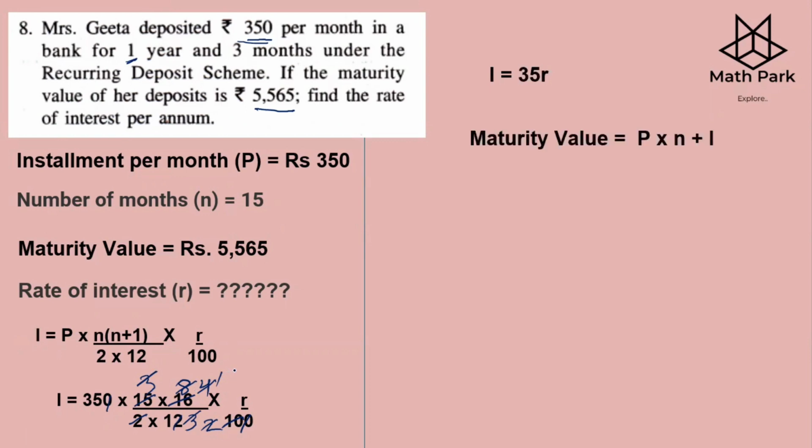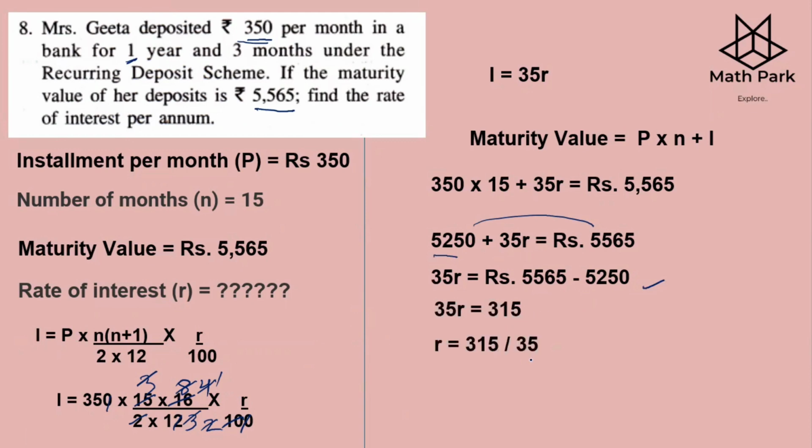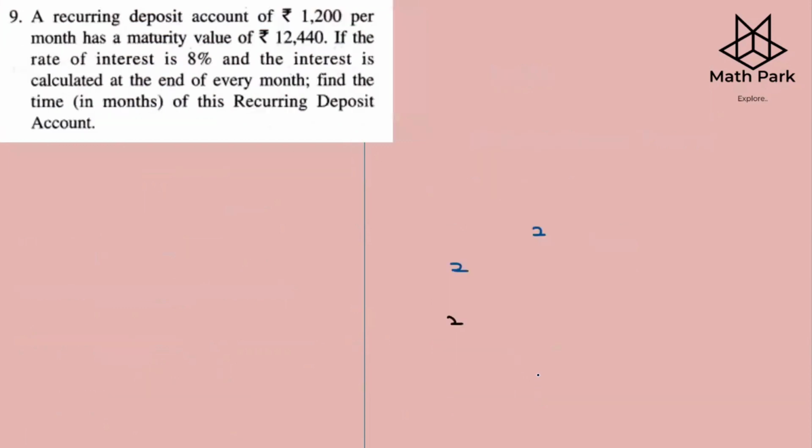Now we have maturity value is P into N plus I. P is 350 into N is 15 plus 35R, which is the interest, is equal to maturity value, which is 5,565. 350 times 15 is 5,250, which we will subtract. So solving this linear equation in one variable R, we get 35R is equal to 5,565 minus 5,250, which we get as 315. So R is equal to 315 divided by 35, which is 9% per annum rate of interest. Got it?